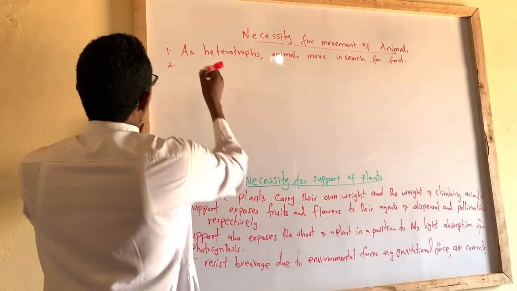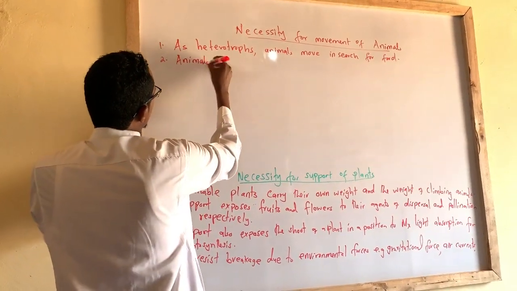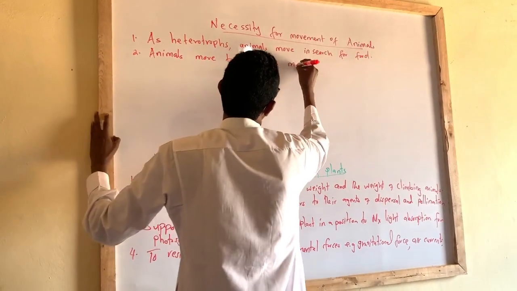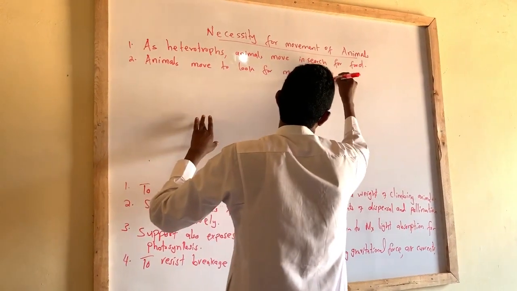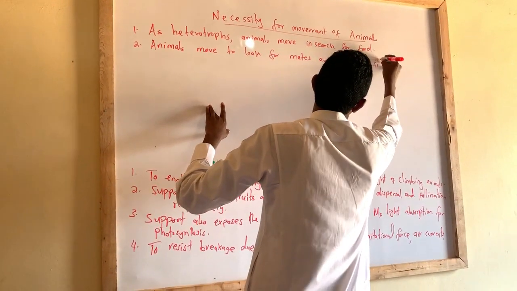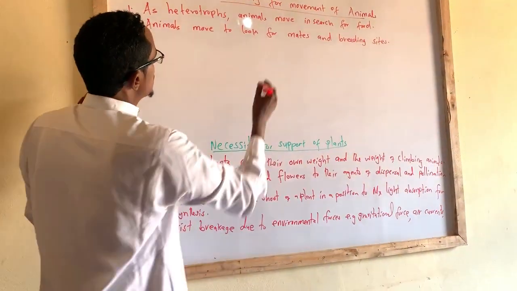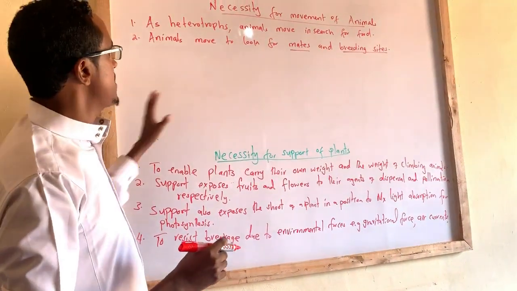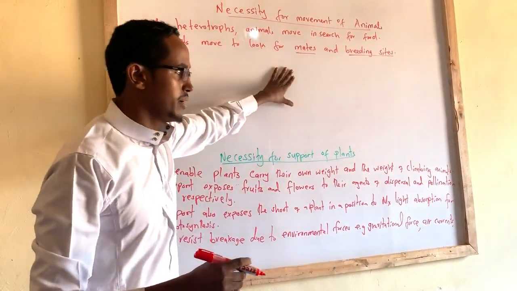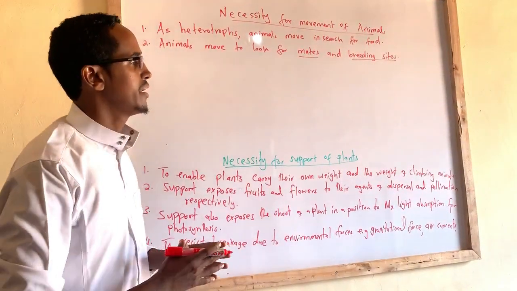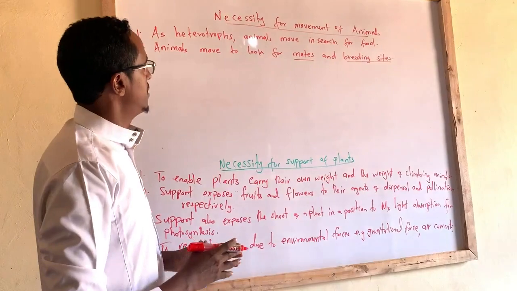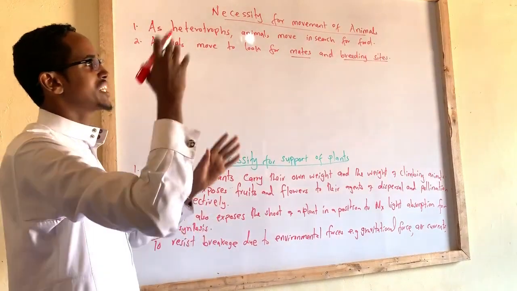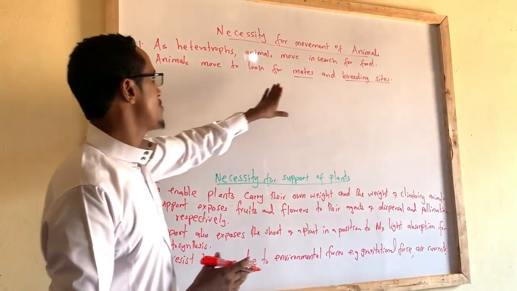2. Animals move to look for mates and breeding sites. Looking for mates and suitable breeding sites is also one of the reasons that can make an animal to move. Sometimes you will see someone flying all the way from one city to another city, from one country to another country, from one continent to another continent to probably look for a mate.